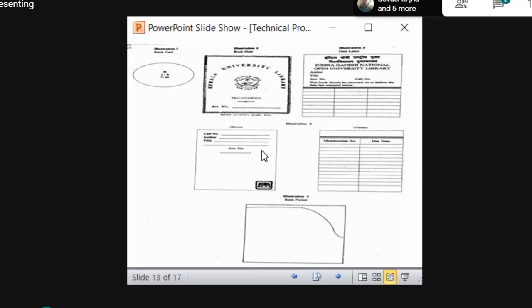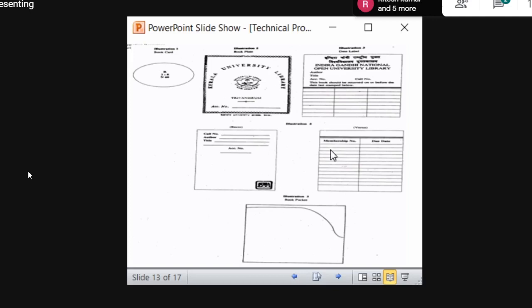Remember this, they might ask this in the next examination. So where verso and recto will be: verso will be at the end of the document, recto will be in the front of the document. This is the details about the book. You see, this is verso, which means it will be at the back, the end of the book.